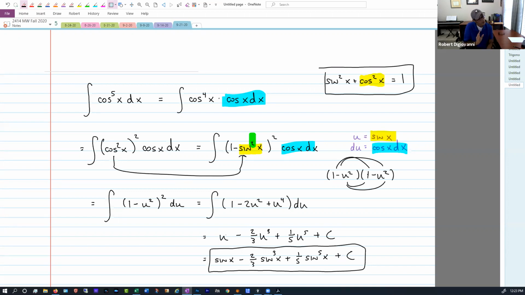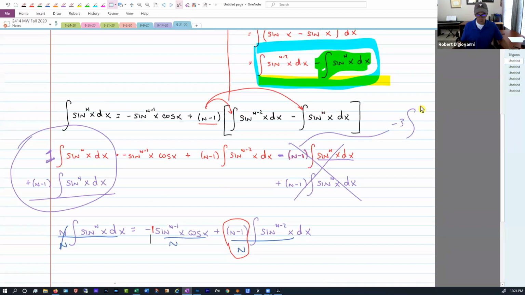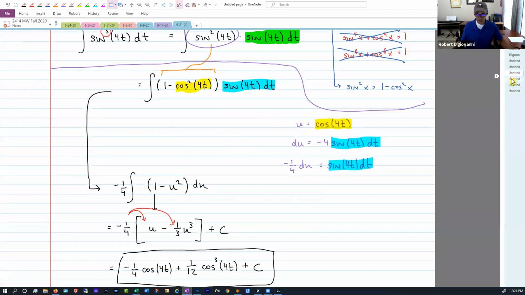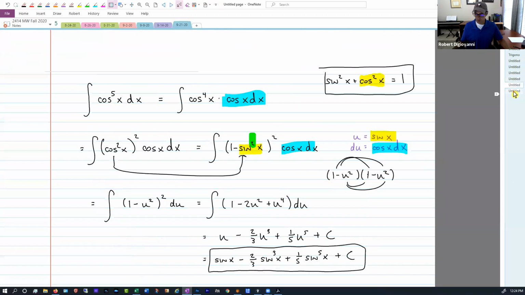So does it get dramatically different when we have an even power? Let's take a look. Let's say we have sine, and let's start easy. Let's go sine squared x dx. So we have an even power. If we look at the steps, did I delete the steps? I think I did. Oh, well.